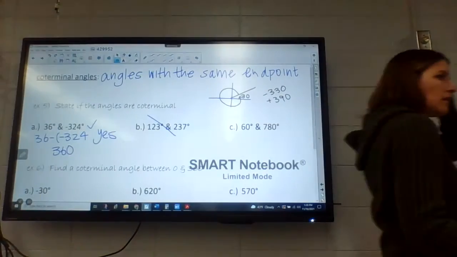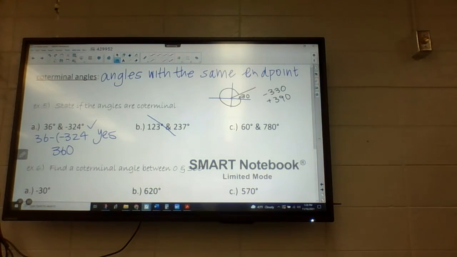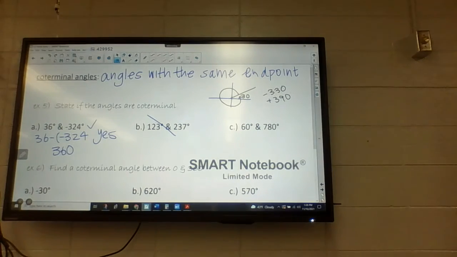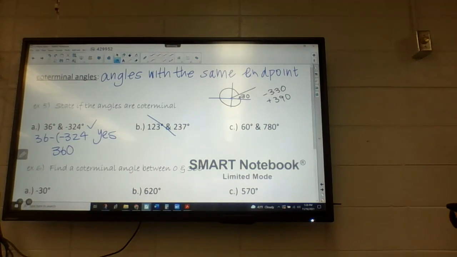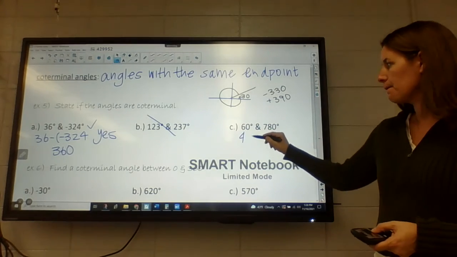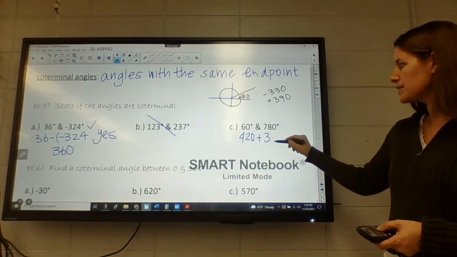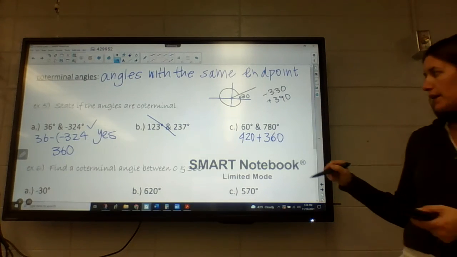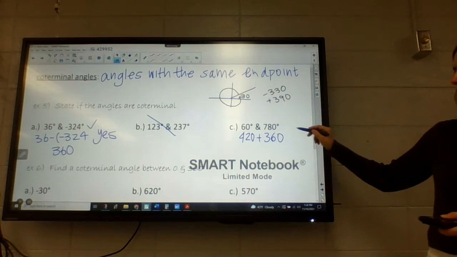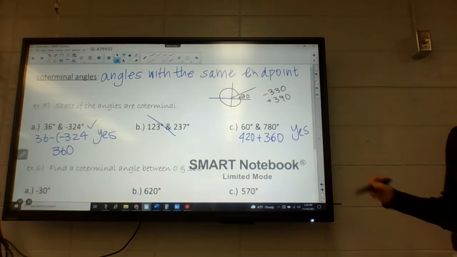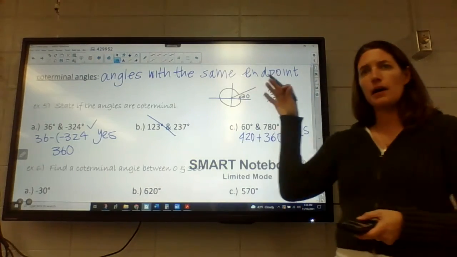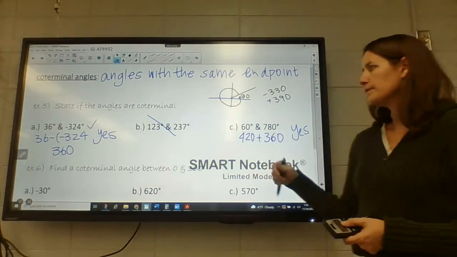How about letter C? So if I add 360 to 60, we get 420. What if I add 360 again? Yeah, so this one actually spins around twice, and we end up with that again. So this one is another yes. Oh, because those aren't 360 apart.